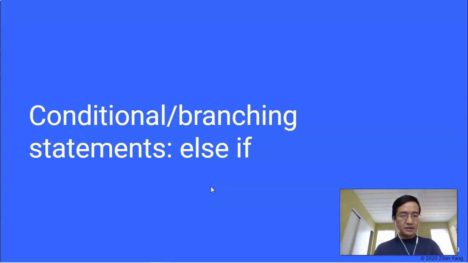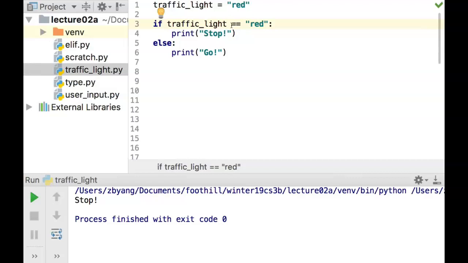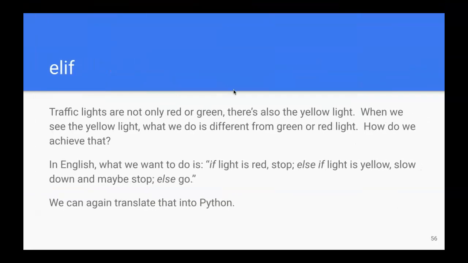Hi, in this video, we're going to continue to talk about conditional statements, specifically how to use else if, or elif actually. Now, come back to our traffic light example. I mean, all of us know in most places in the US and in the world that traffic lights are not just red or green, right? There's also the yellow light. And the yellow light tells us to do something that is different from green or red.